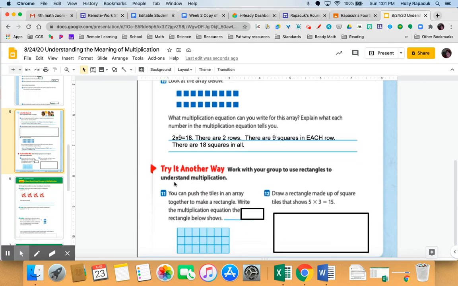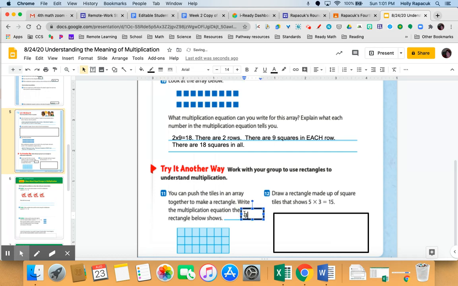All right, so let's try it another way. Okay, work with a group to use rectangles to understand multiplication. All right, so what I'm going to do here is you can push the tiles in an array together to make a rectangle. Write the multiplication equation the rectangle below shows. I'm going to give you a second to write your multiplication. I would do 1, 2, 3 for 3 rows. 1, 2, 3, 4, 5, 6, 7. So my array would be 3 times 7 equals 21.